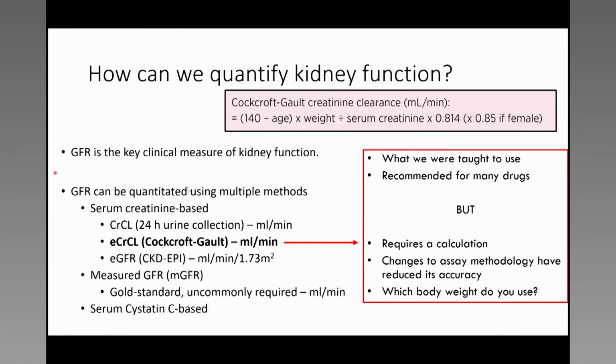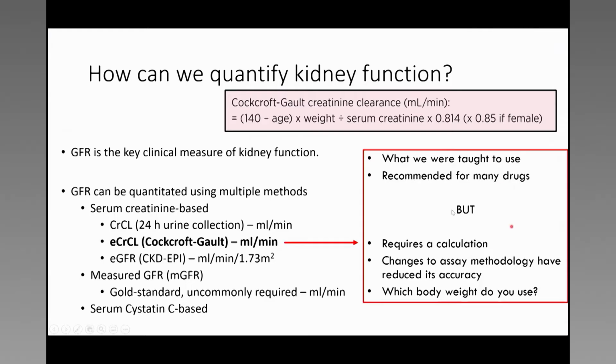So the next one is the Cockcroft-Gault formula, or eCreatinine clearance. It's called the eCreatinine clearance because the gold standard upon which Cockcroft-Gault was based was a 24-hour creatinine clearance. So it's really just estimating the creatinine clearance of that. That's important because, like I said before, this will slightly overstate GFR because of the active secretion of creatinine into the proximal tubule. This is recommended for many drugs, and it's something that a lot of us have been taught as part of our education.